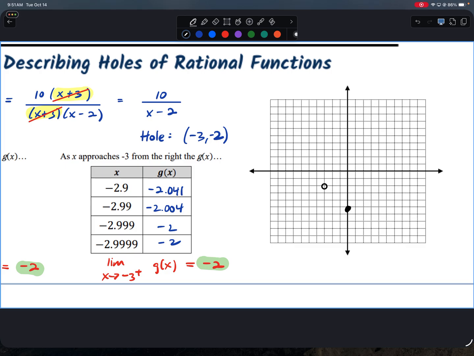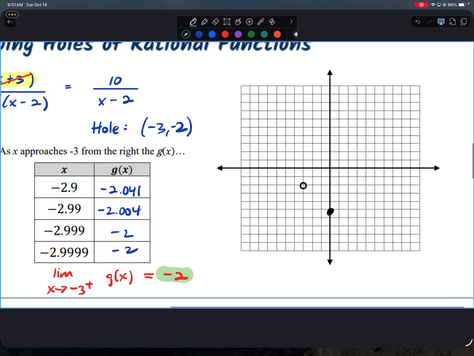Is there a vertical asymptote? Yes? Where? X equals 2?